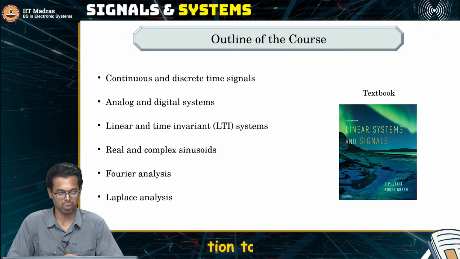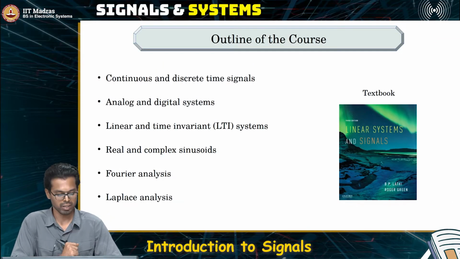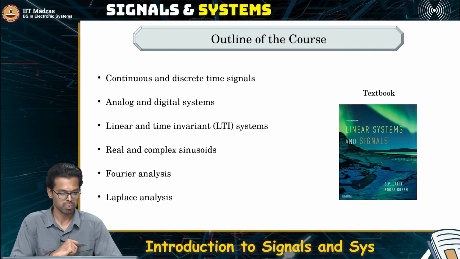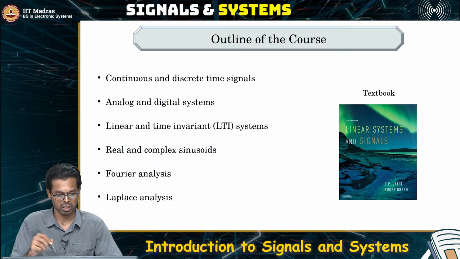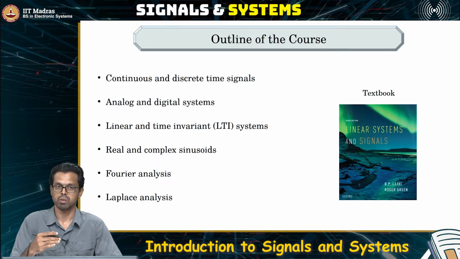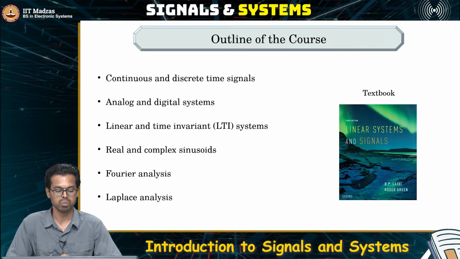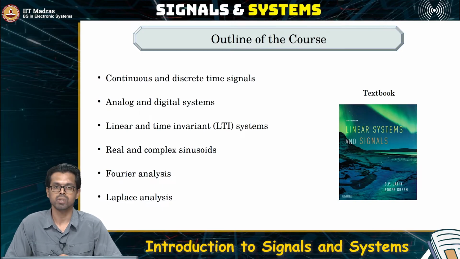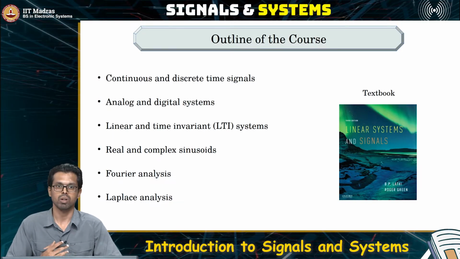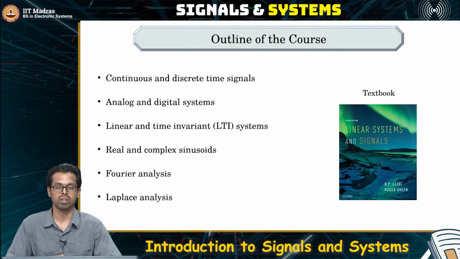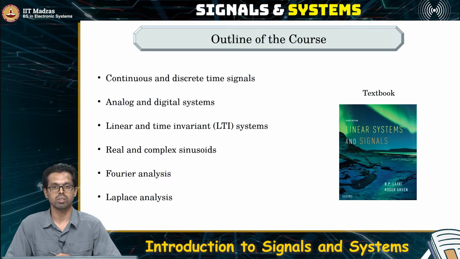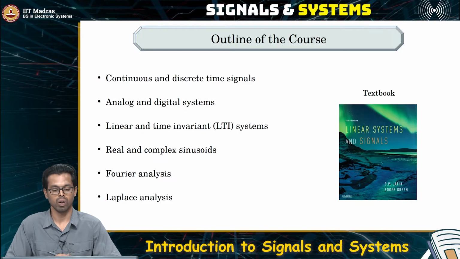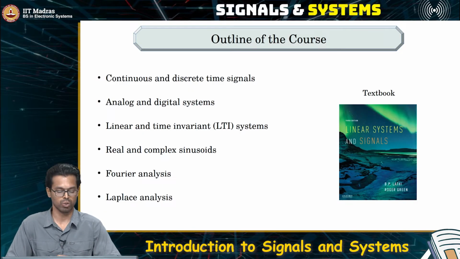So the outline of this course is split into 6 modules, as you can see in this slide. There are different modules here which will move in sequence. The first module is about continuous and discrete time signals. We'll first talk about signals and see what they are, how they are modeled, how they are represented. The second module is about systems. Once again, we'll see how they are modeled, how they are represented, and so on.